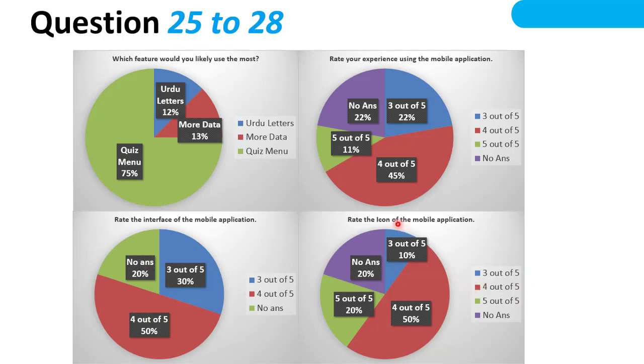After that, rate the icon of the mobile application. 3 out of 5, 10%, no answer 20%, 5 out of 5, 20%, and 4 out of 5, 50%. The main reason for no answer was that they don't know, as their education was less, so they only demand that we create the Urdu version of this application. That was the real problem in understanding and using the application.